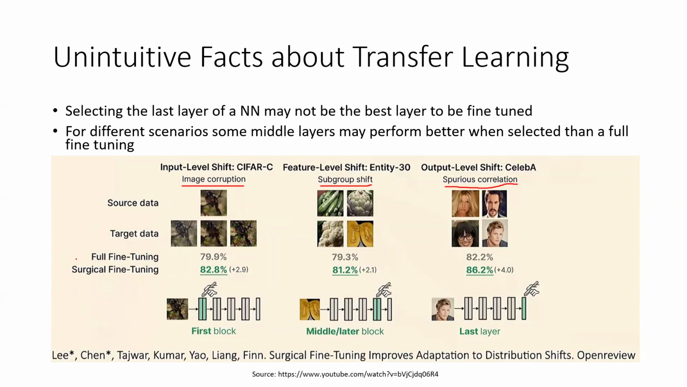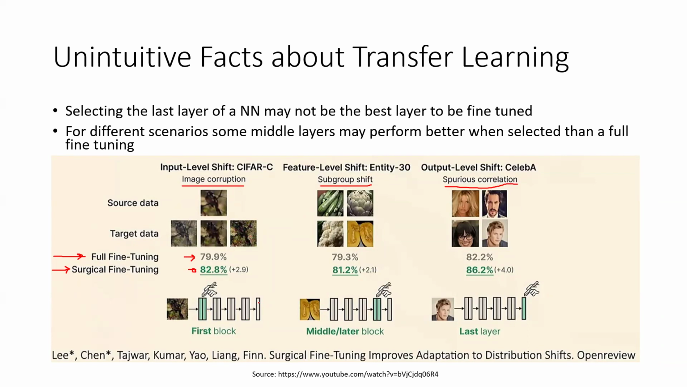So what they have found was, they have tried with fully fine tuning with all the layers. That means you are unfreezing all the layers and training all the layers, and they have found the accuracies, and they have selected a certain layer, and they have only trained that particular layer. So then this is the accuracy that they have got. In this image corruption case, what they found was if they are fine tuning only the first block, they would have 82% accuracy, while full fine tuning only gave 79.9 accuracy.